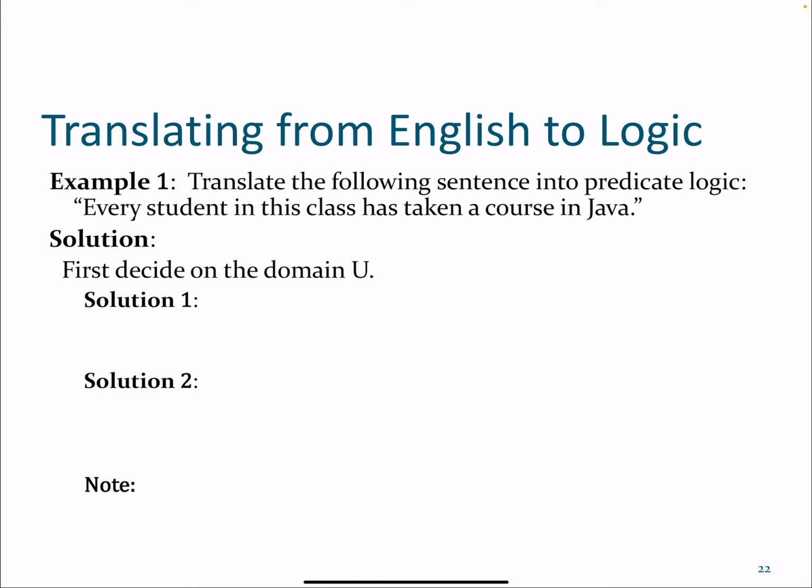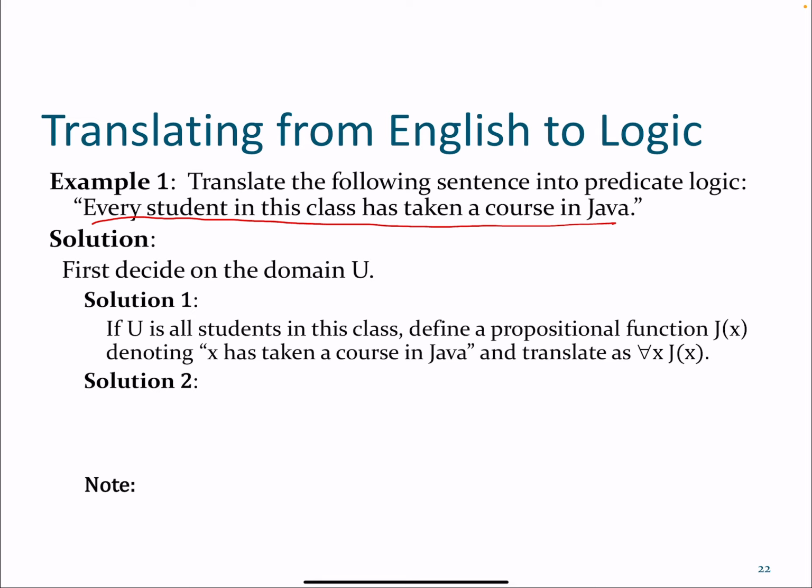So let's look at how to translate English sentences into logic. Example 1: every student in this class has taken a course in Java. First of all, we need to decide the domain of discussion. Based on the domain you choose, you can have different predicate logic expressions. If U is all the students in the class, and we define the propositional function Jx to mean that x has taken a course in Java, then this sentence translates to for all x, Jx. That means every student in our class has taken a course in Java.